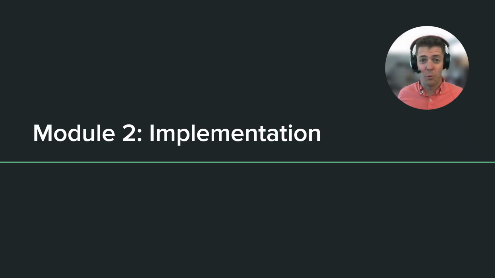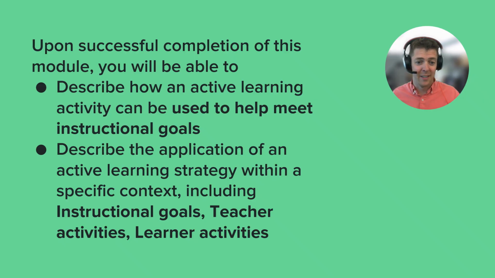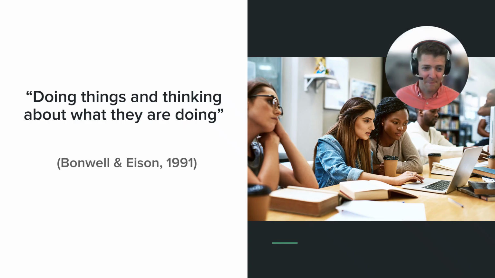The considerations here we'll unpack. We're interested in how an active learning strategy can be used to meet your instructional goals for your lesson, again, in your context. To do that, we'll look at what that goal is, how it fits in, what your teacher activities will be, and what the learner activities will be, what they will be doing during the active learning activity. Again, the broad definition we're using to capture all of this is that we're talking about active learning as when learners are doing things and thinking about what they're doing.